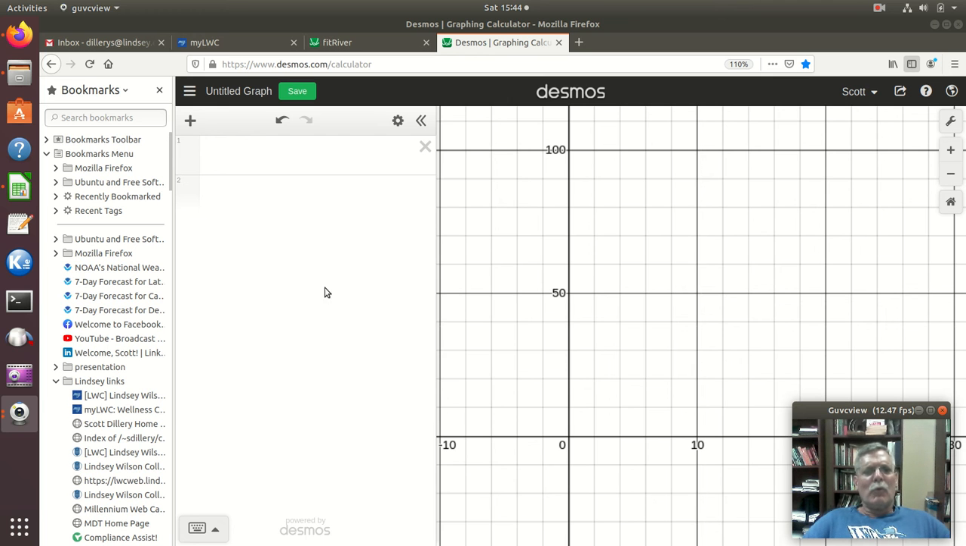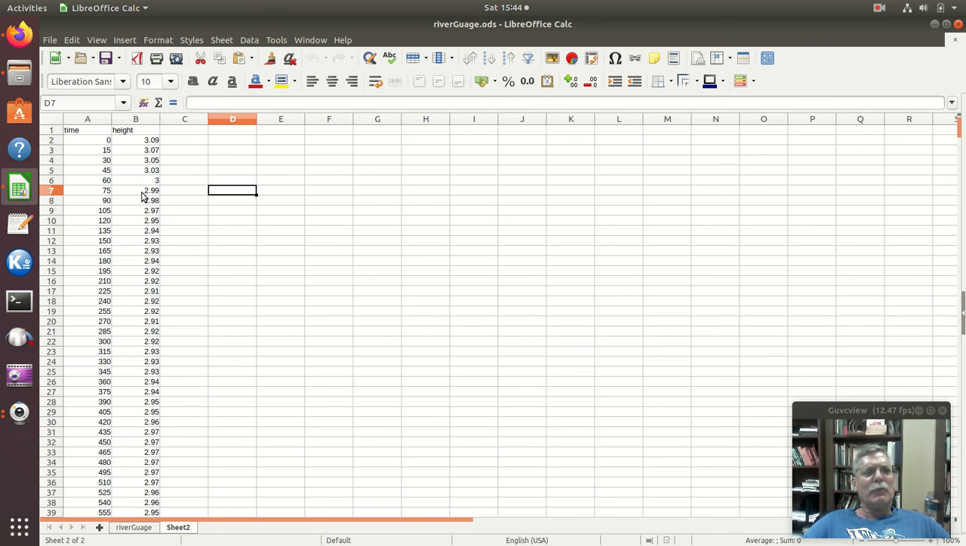Okay, I have one more data set to play with. Let's look at that. This is river gauge data. So this is time every 15 minutes. So these are minutes, and it's for a few days. So there's a lot of minutes here. And we have the height of the gauge. And this was after a rain event.